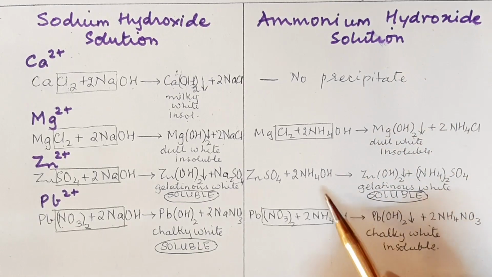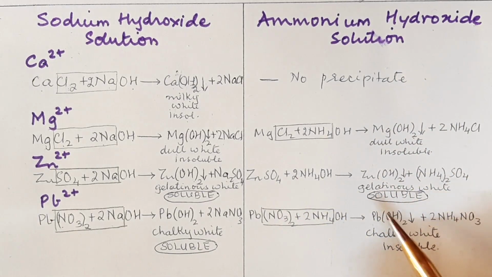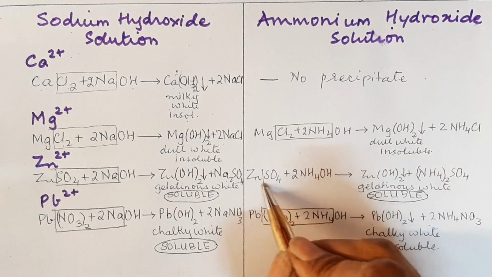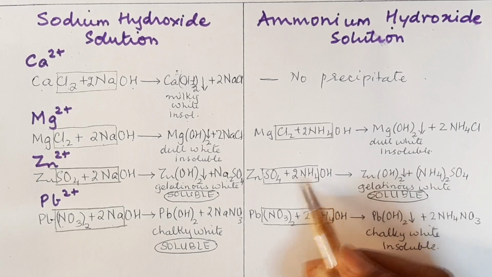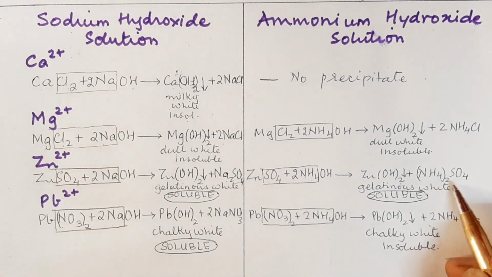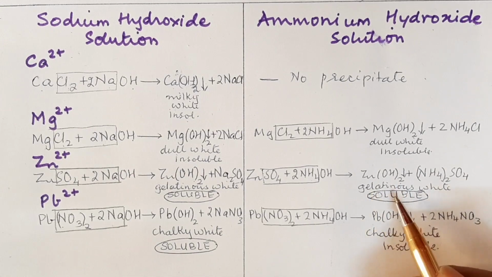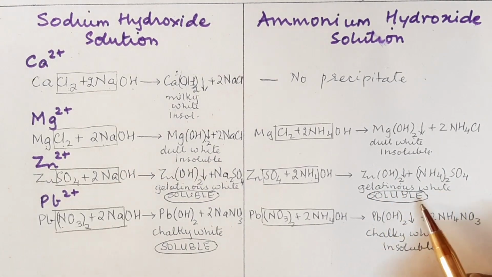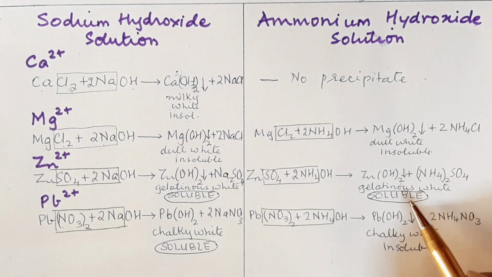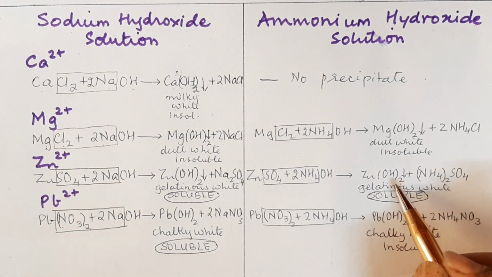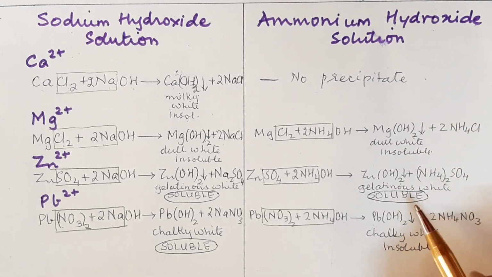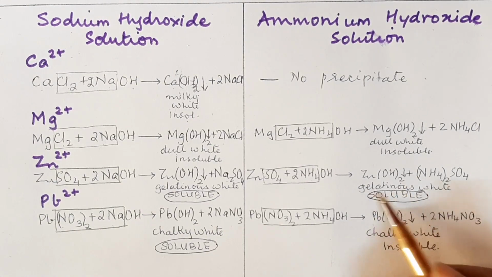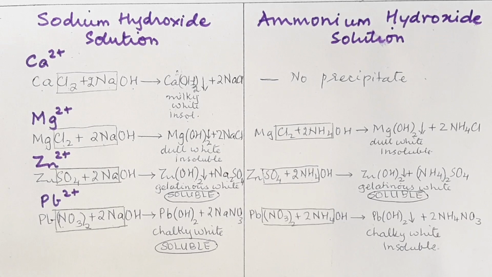Then we came to ammonium hydroxide with zinc sulfate solution, and here again we had Zn(OH)2 formed. So 2 NH4OH with ZnSO4 gave us (NH4)2SO4. Zinc hydroxide again was a gelatinous white precipitate which was soluble in excess, and that is because Zn(OH)2 forms with excess of ammonium hydroxide tetraamine zinc(II) sulfate, and that is how we have a soluble compound formed. So the gelatinous white precipitate is soluble in excess.